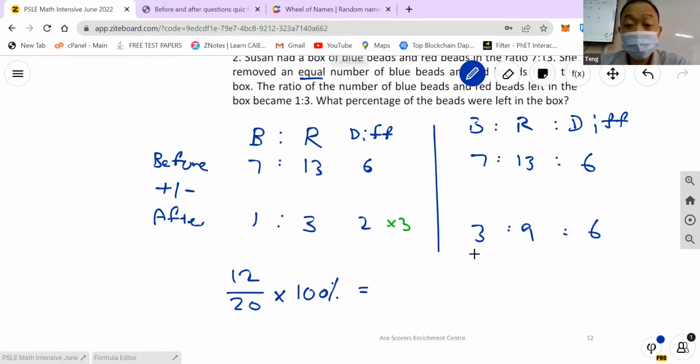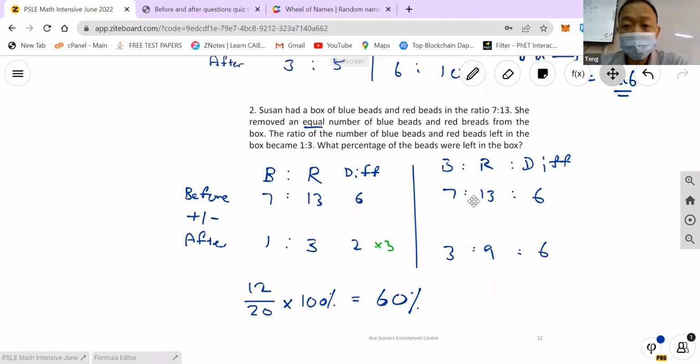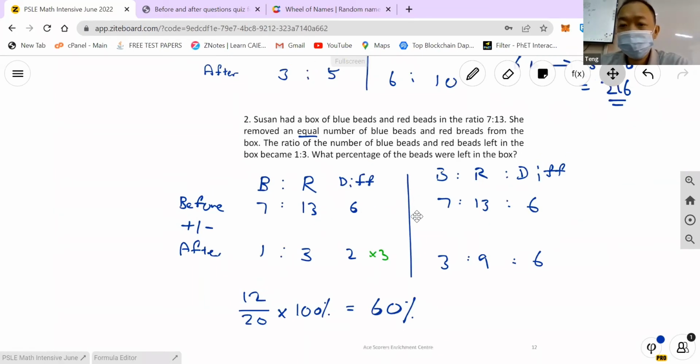Okay, so number of bits left, 12 out of 20 times 100. And you guys are correct. 60% is the final answer for this. Okay, well done. So you see what happened here is that you need to know the difference unchanged to be able to solve this.